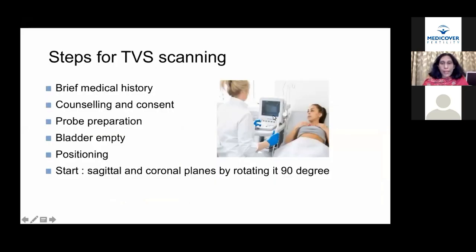And how do we prepare for scanning? We take a brief medical history. We also do a little bit of counseling to the patients, and we take a consent, asking if it is okay if we examine you with a vaginal probe. We prepare the probe of the instrument. We ask the patient to empty the bladder. They go to the washroom, they empty the bladder, and then they are put in this position as shown in the picture. And then we use this probe vaginally. We can see in both the planes by rotating it 90 degrees.